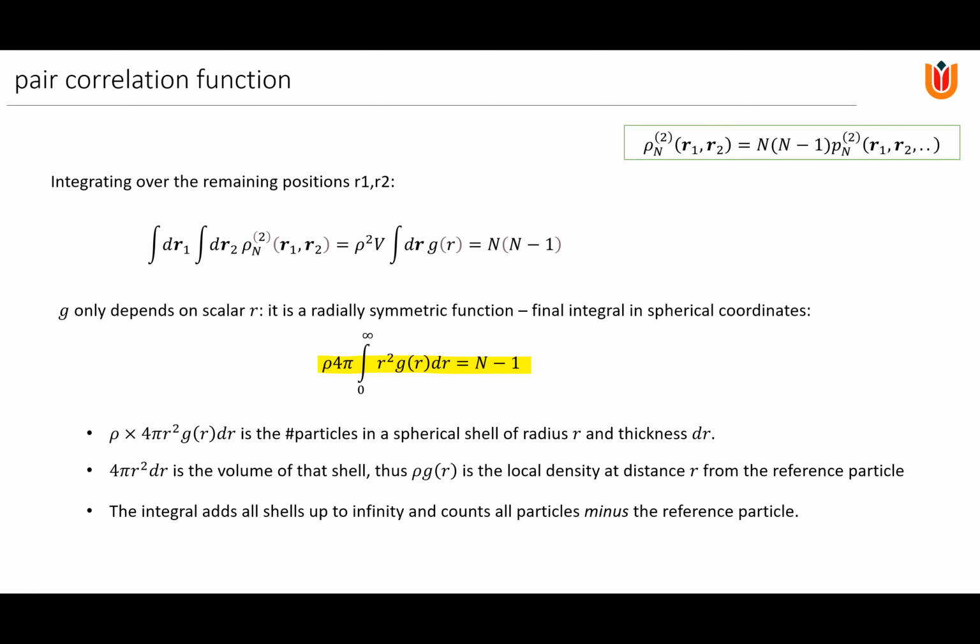And if you do this integration, it basically counts all these little shells together, so it counts all the particles, and it adds up to n minus 1. It makes sense that it adds up to n minus 1 because we're now counting all the particles except the reference particle, so that is fine. N is the total number of particles.